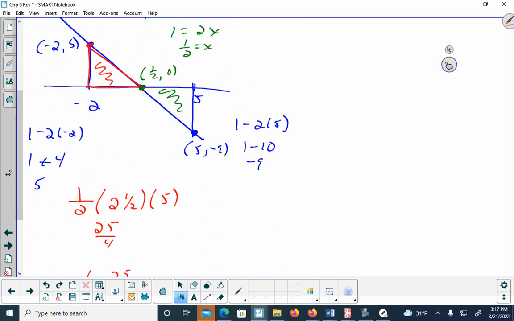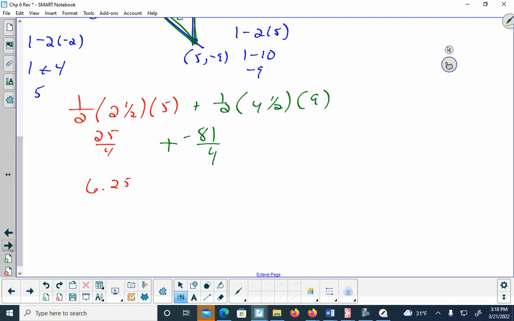Either one is acceptable. Now to do the area of this triangle right here, I'm going to go from 1/2 to 5. So 1/2 times the base, which would be 4.5, and that's the distance between 1/2 and 5, times the height, which is 9. And when I do that, I get 81/4. Since it's below the x-axis, I'm going to make it negative. In decimals, that's negative 20.25. And when I add that to 6.25, I get negative 14, and that is my final answer.